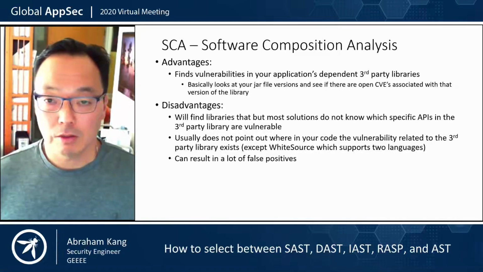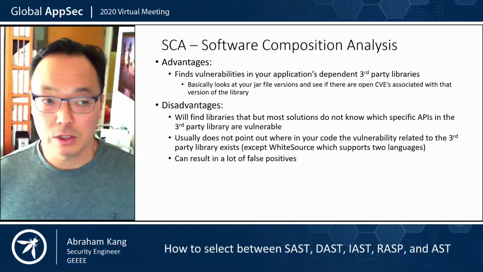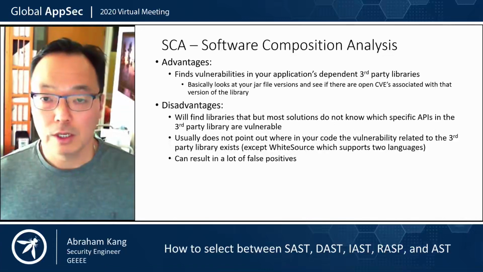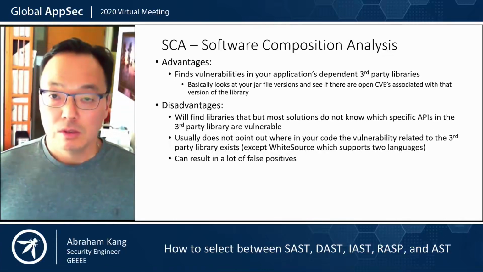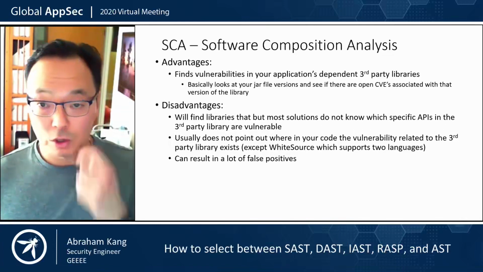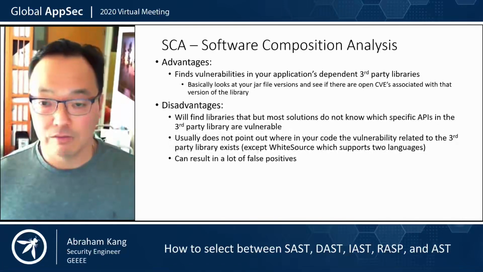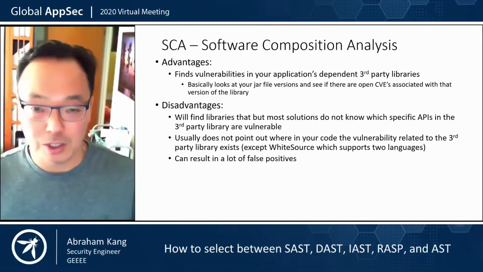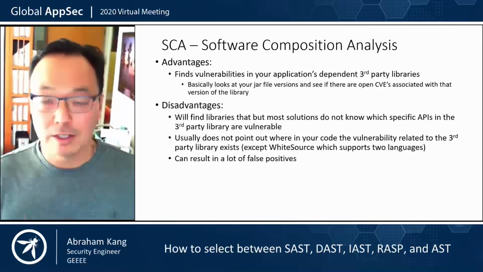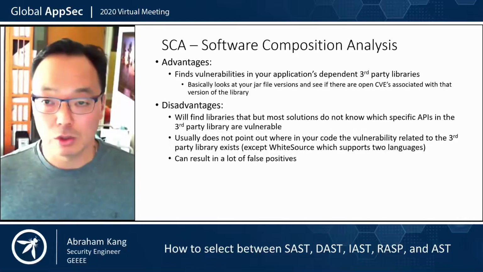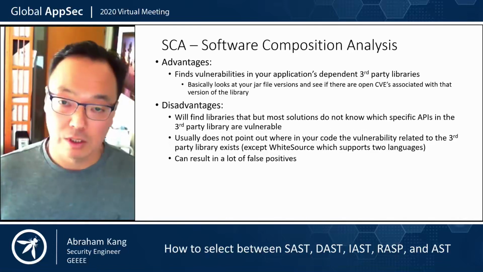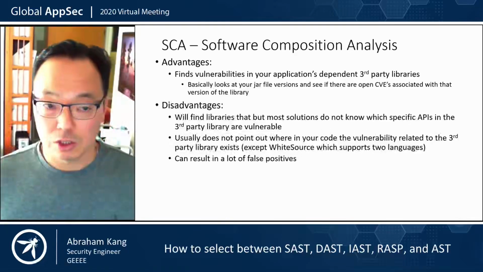The other thing that's come out recently is software composition analysis. Basically, this is finding vulnerabilities in your third-party libraries. Some tools look at the jar files, or not just the jar files, the requirements.txt or the CocoaPods, whatever has your third-party libraries and the versions, and then are going to report if any of those libraries have CVEs associated with them.